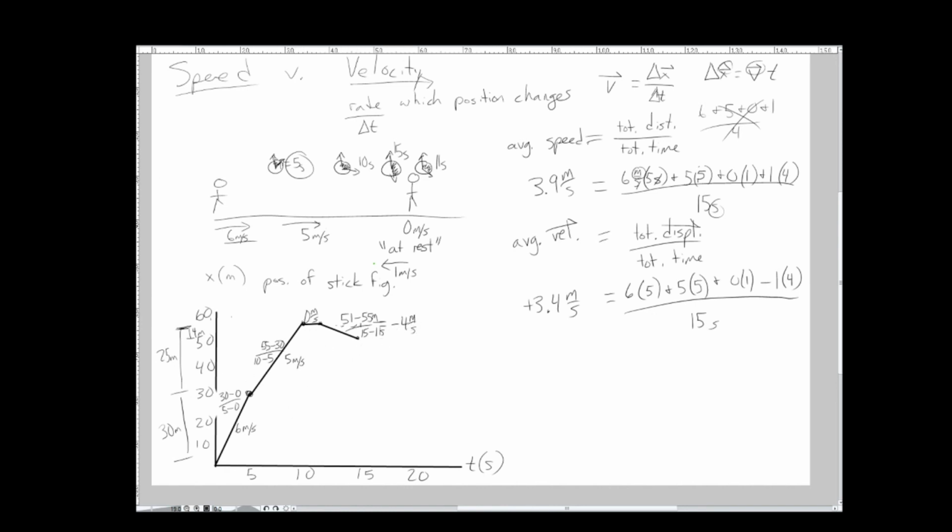So if our slope can represent the velocity, if you imagine a line from start to finish, if we find the slope of that line, that should be the average velocity. So in that case, 51 meters minus 0 meters over 15 seconds minus 0 seconds, and we should get a positive 3.4 meters per second.